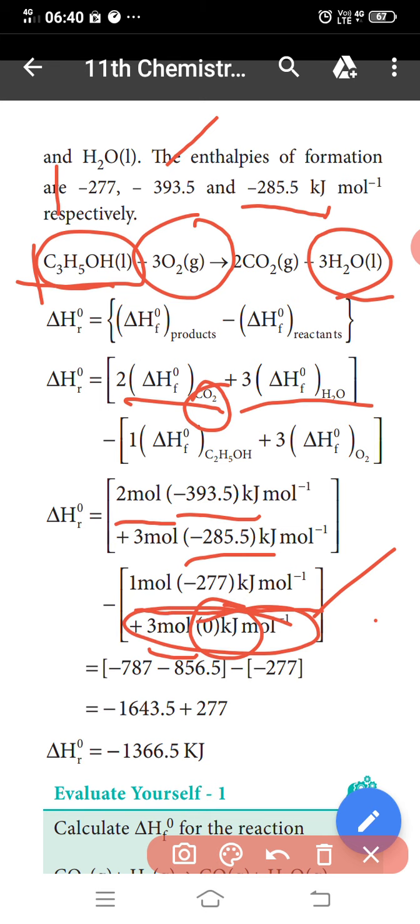So the full term is 0. Balance: 2 into minus 393.5 is minus 787, minus 856.5, that is minus 1643.5, minus the reactant minus 277, so minus into minus gives plus: minus 1643.5 plus 277. So the change in the heat of reaction is equal to minus 1366.5 kJ.